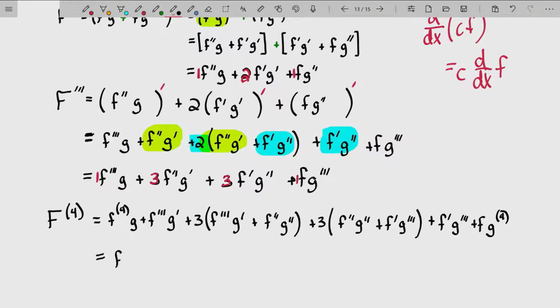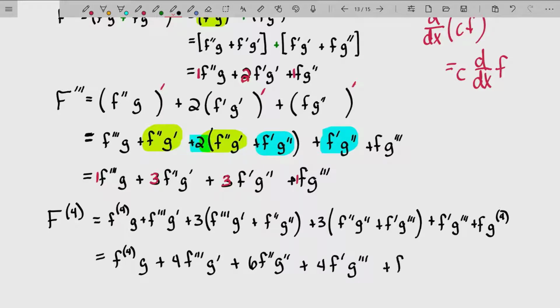Collecting like terms. It's the 4th derivative of lowercase f times g plus, let's see, triple primes on f. You have 1, 2, 3, 4 of them, so plus 4 f triple primes times g prime. Plus, as far as double primes on f, you have 3, 4, 5, 6 of them, I see. You can double check by just counting them up. Plus, as far as single primes on f, you have 3, 4 of them. They are attached to g triple primes. And finally, you have just 1 of those f g 4th primes.